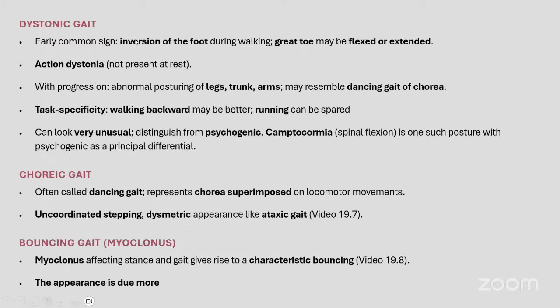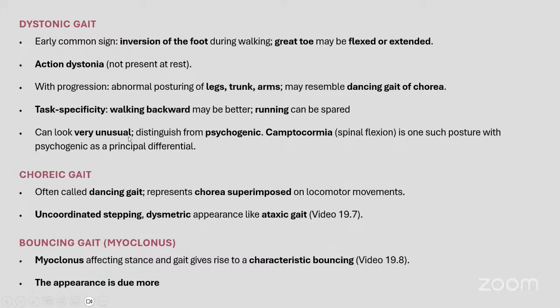And dystonic gait, this is an early common sign, the inversion of the foot during walking. The great toe may be flexed or extended, and they may have action dystonia. This is not present at rest. In action dystonia, with progression, there will be abnormal posturing of the leg, trunk, and arms. This may resemble the dancing gait of chorea. And task specificity: walking backward may be better, running can be spared.